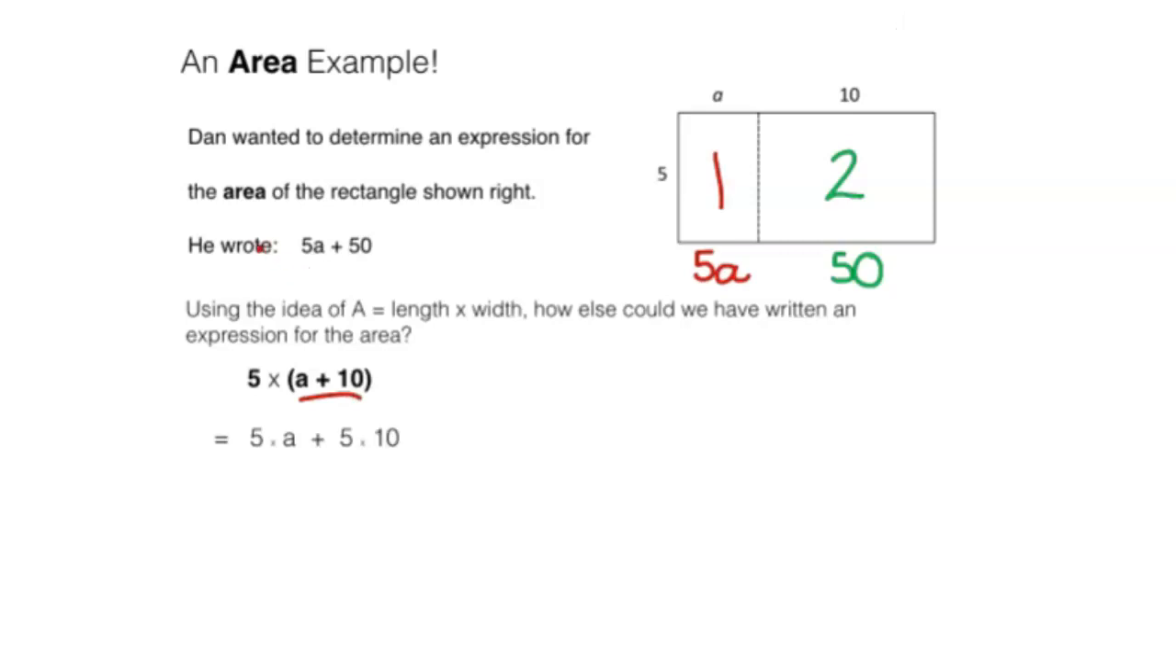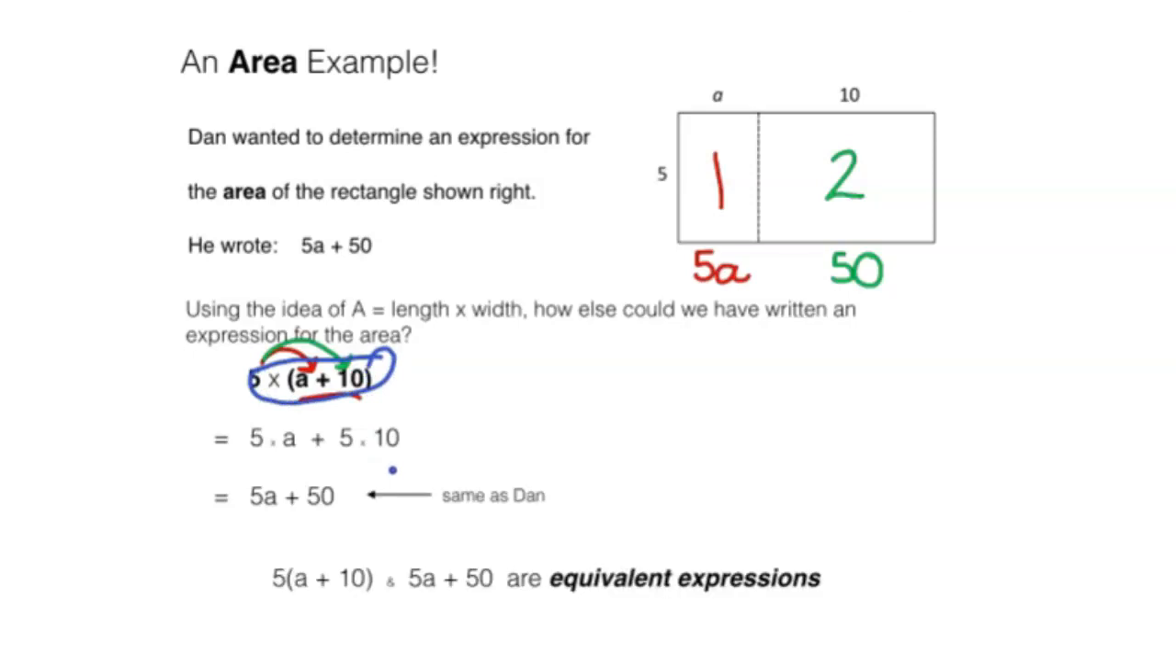So if we expand this, we've got 5 lots of a, the first term in the bracket, and 5 lots of positive 10, that would give us 5a plus 50. So our expression here of 5 in brackets a plus 10 is essentially equivalent to Dan's. These are called equivalent expressions. So in this example, we're using area to write an expression that involves these brackets.